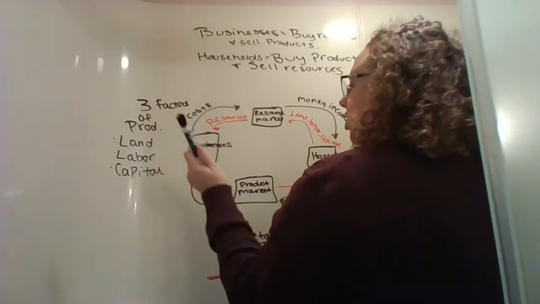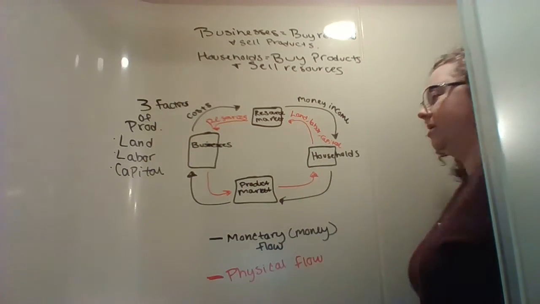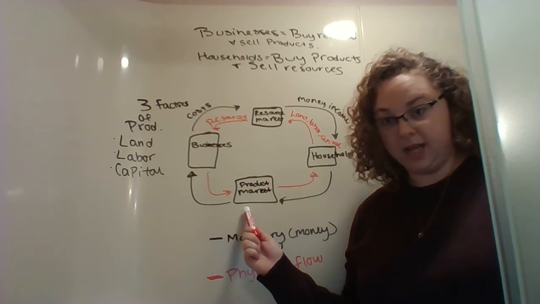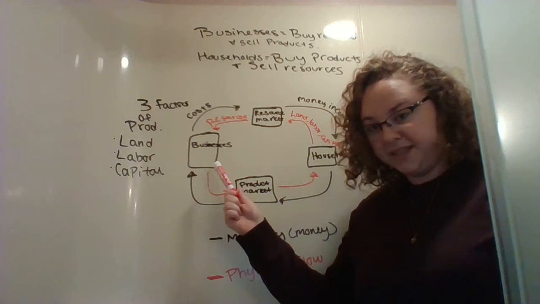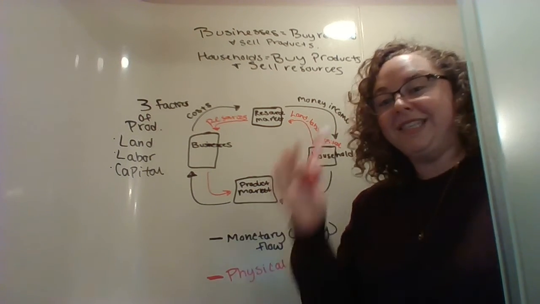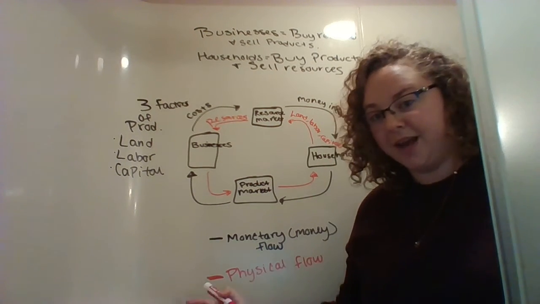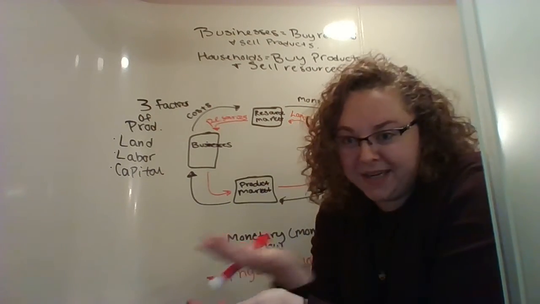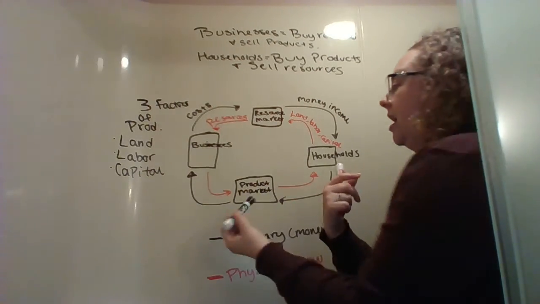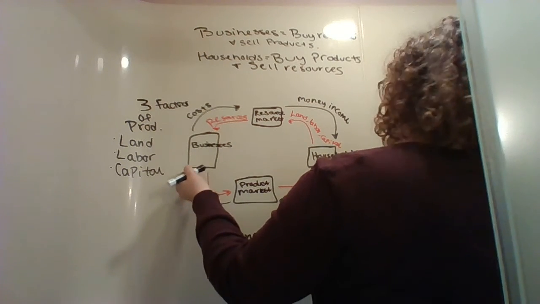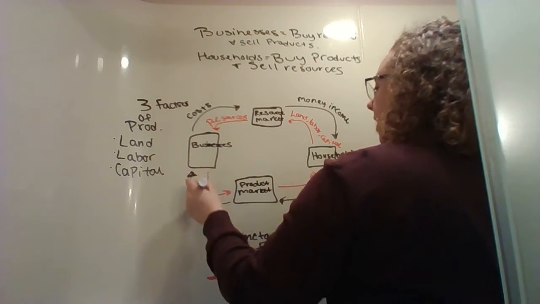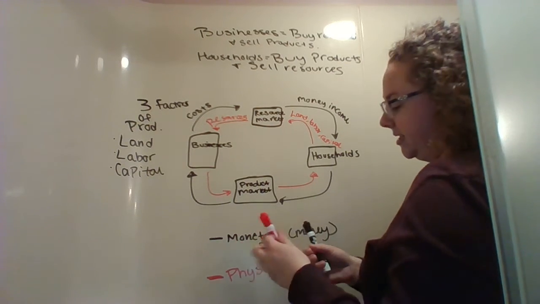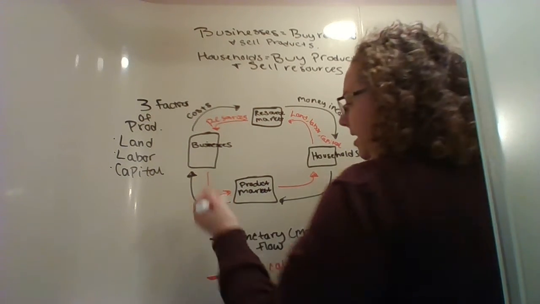What are the businesses going to do with those resources, and what is the household going to do with that money? Product market, okay? Businesses are going to take all those products, take the factors of production, and they're going to make toilet paper, okay? So on this red line right here, we're going to start with the physical flow. We're going to start with the goods and services. So the red flowing in is goods and services.